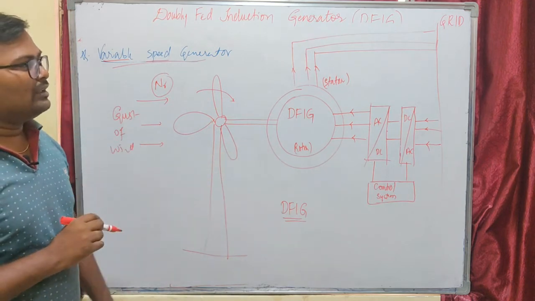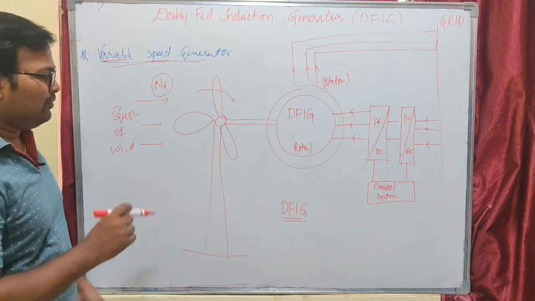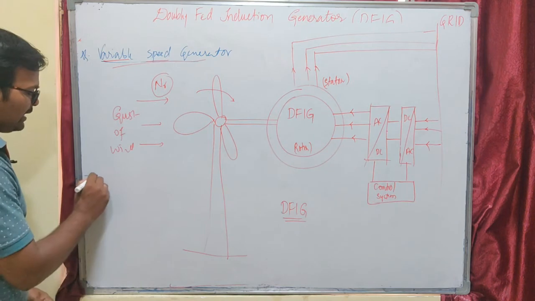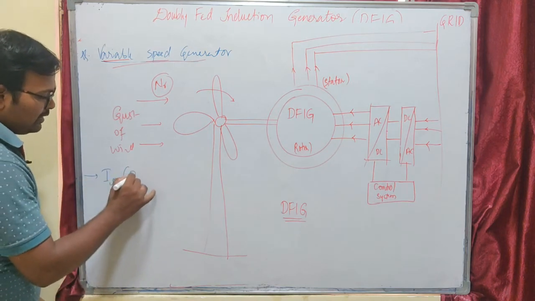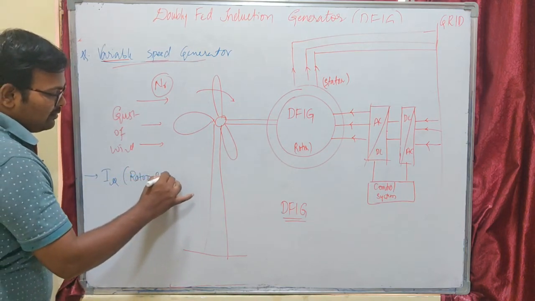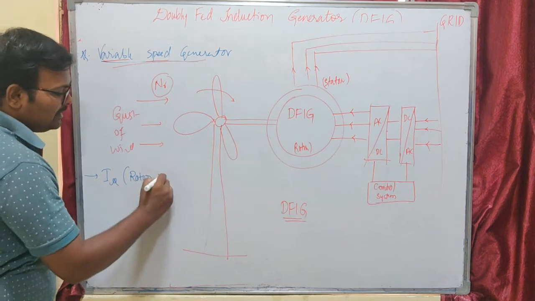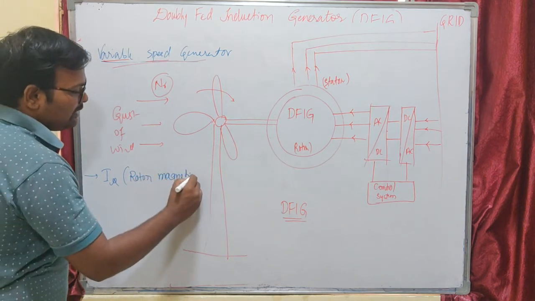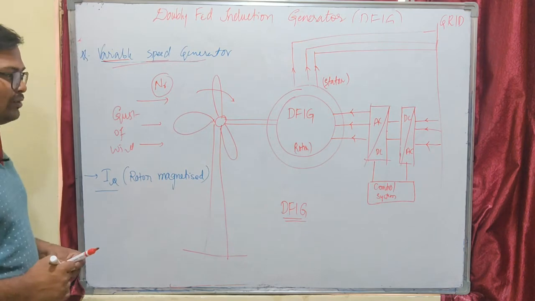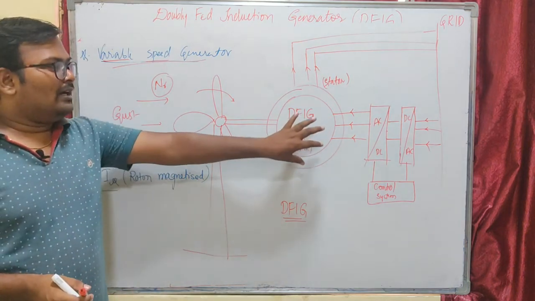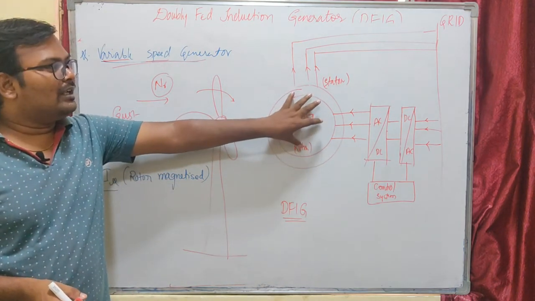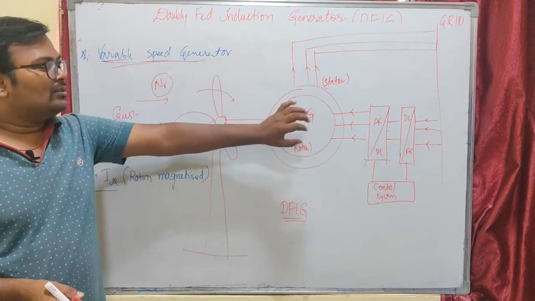Now let us see how our DFIG is operating. As it is an induction generator, it needs some magnetizing current I mu. Its rotor has to be excited, rotor excitation, rotor magnetization I can say. As it is an induction generator, the rotor winding should be magnetized. So we need to supply some reactive power or some supply to our rotor so that our machine will operate without any problem. So how is it happening?